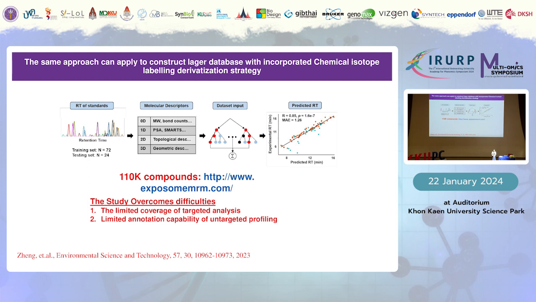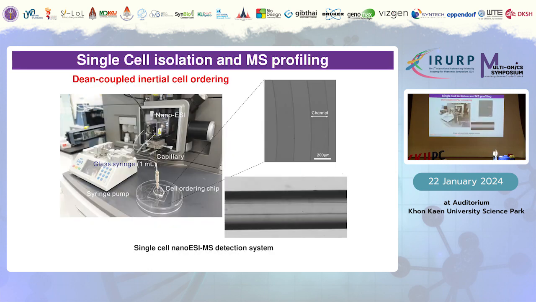I think with this combination of derivatization plus retention time prediction, you overcome the limitation of coverage of targeted analysis, and also the limitation of annotation capability of untargeted profiling. I feel this is a great way forward in future metabolomics.